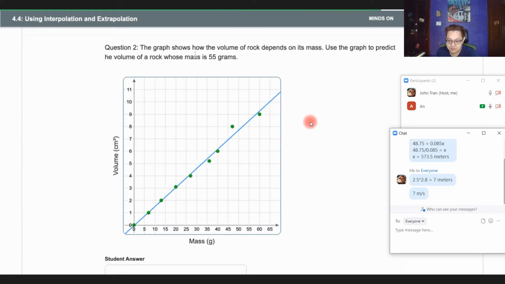Question 2. Graphs show how the volume of rock depends on its mass. Use a graph to predict the volume of a rock whose mass is 55 kilograms.